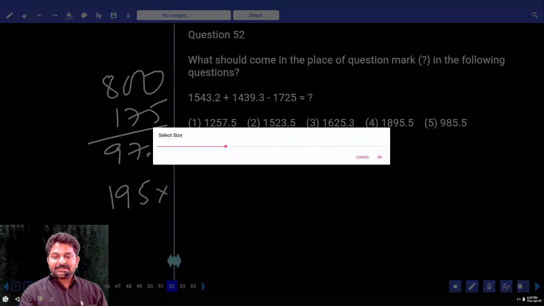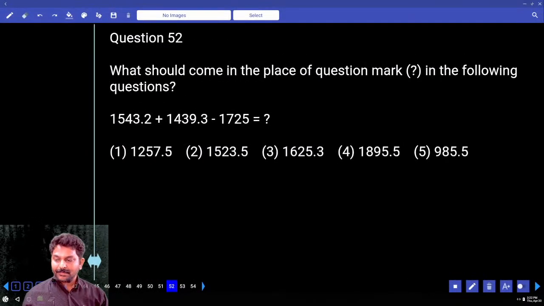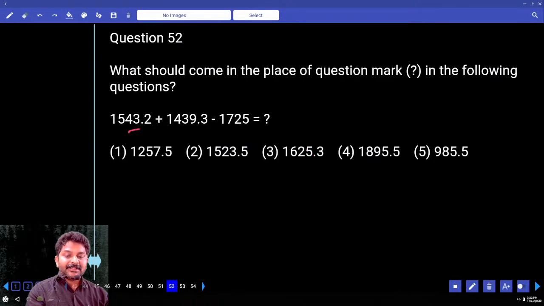52 onwards. Point 2, point 3. From that integer you need to subtract it. That means the answer should end with 0.5. How many options are there? 4 options are there. Can we verify the last 2 digits? Yes.